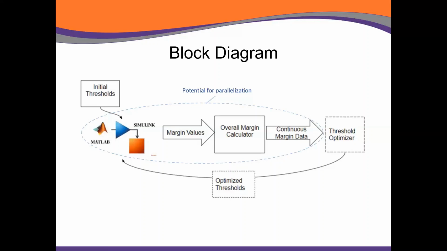Here you can also see how we imagine optimization could be implemented on the code, with a threshold optimizer reading continuous margin data, using that margin data to adjust parameters accordingly, feeding these optimized and adjusted threshold values back into the Simulink model, and then rerunning the model for the same set of cases, and repeating this process until optimized margin outputs are achieved.